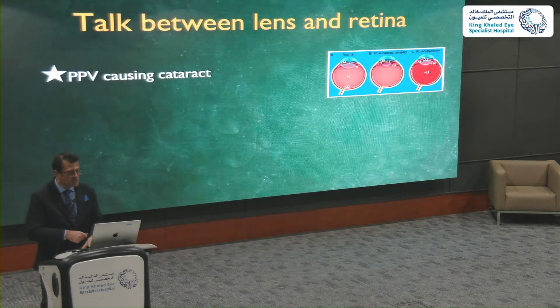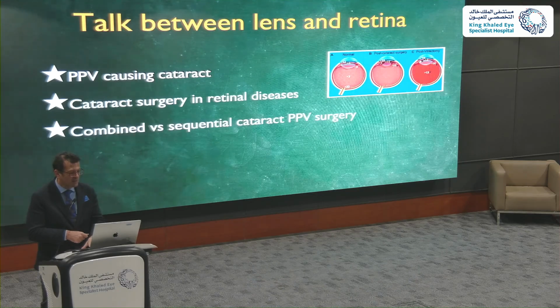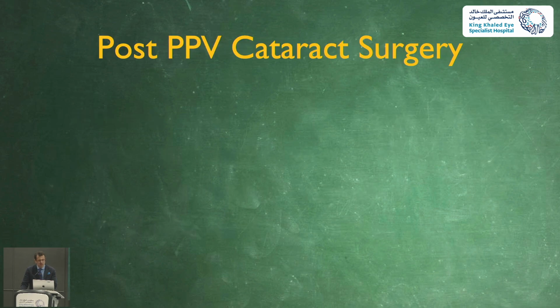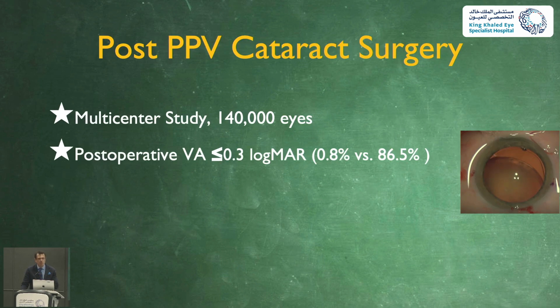So for this talk between the lens and the retina, I divided it into parts. I'm trying to reflect on the things I've done, so just like a self-reflection and also discussing other things. First we're going to discuss how vitrectomy causes cataract, and also then cataract surgery in certain retinal diseases where we studied, and then combined versus sequential cataract surgery, and then we can discuss some retinal complications of cataract surgery. Please feel free to interrupt me with questions, because I think that will make the talk more interactive and adds more to the discussion. So post-vitrectomy cataract surgery, what do we know about this?